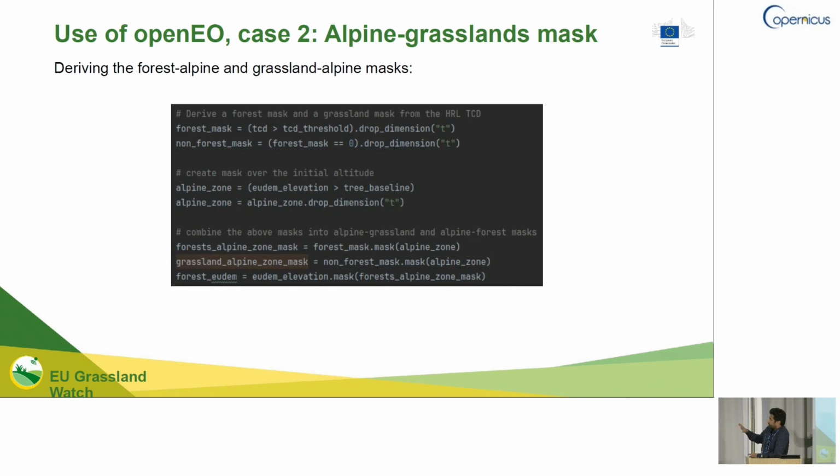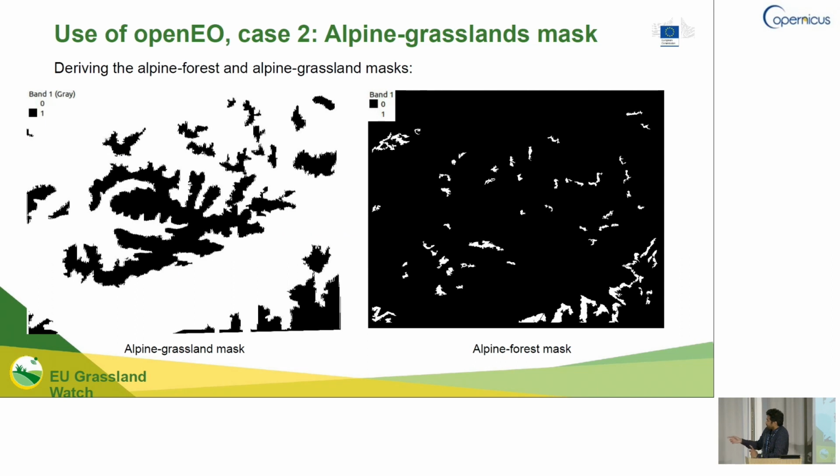Just by applying some simple thresholds, we were able to identify the alpine zone, which is where the forest ends and the grassland starts. And we were also able to classify forest and non-forest areas. The non-forest areas are what we consider as grasslands. By combining these two, this is the alpine forest and this is the alpine grassland mask. We were able to identify these areas using simple thresholds.